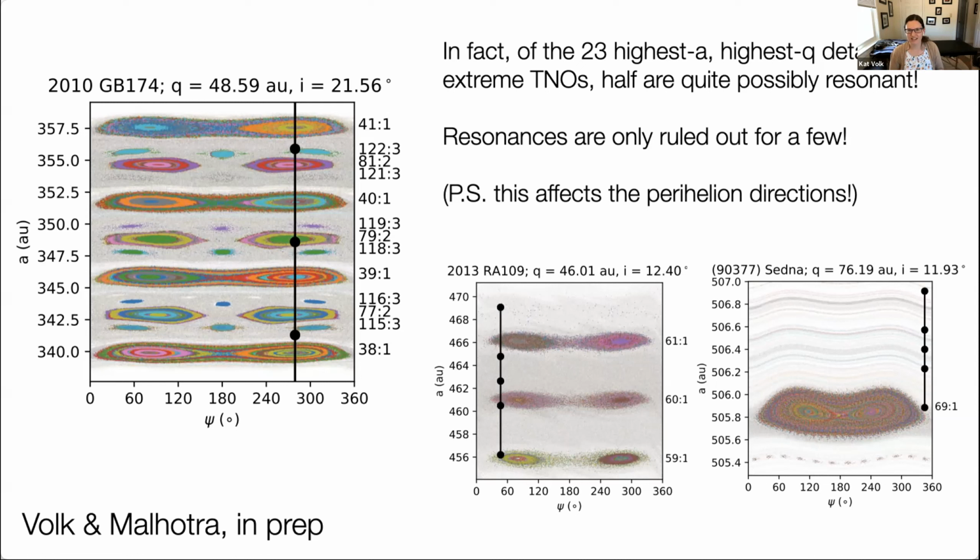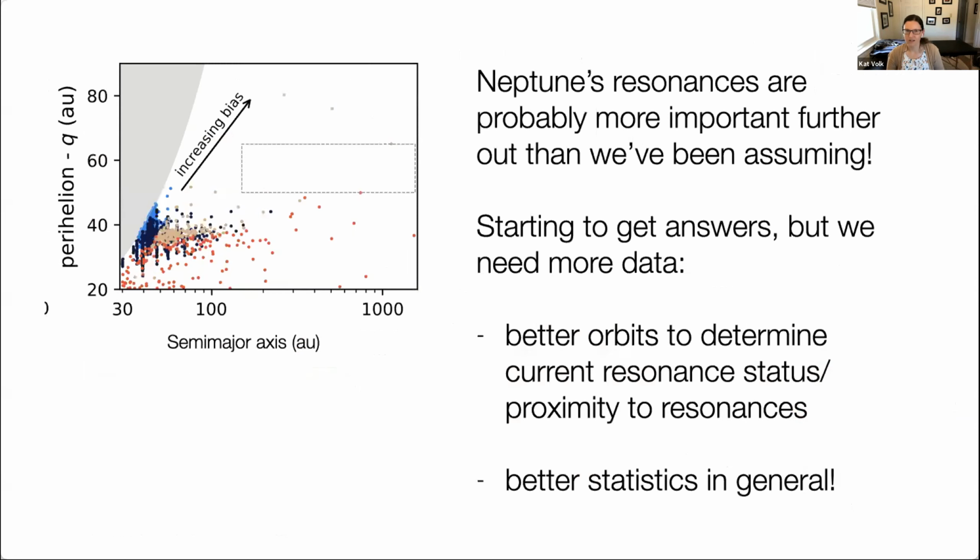You can't just make cuts in a and q and have an idea of the dynamics. And I won't go into it, but this also affects the perihelion distribution, the directions, and this whole clustering debate with Planet 9. So basically, don't count Neptune's resonances out. They're probably more important than we've been assuming. We're starting to get answers.